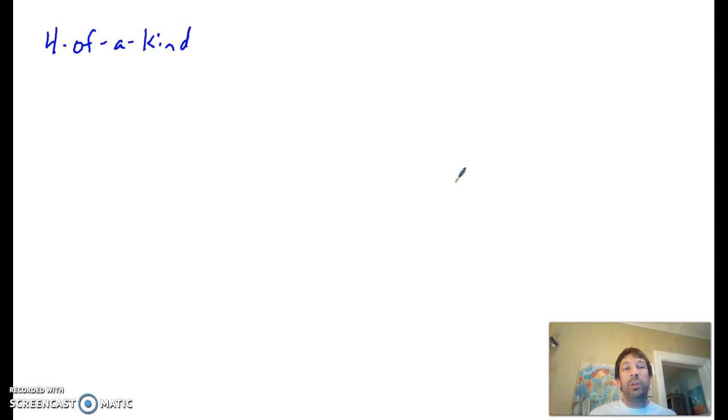And what a lot of people did wrong when they answered this question on the quiz was they found the probability of picking 4 of a specific number, okay? But this just says 4 of a kind, so it could be any 4. So what we need to think about here is the first card. Well, the first card doesn't matter. We have 52 choices out of 52.